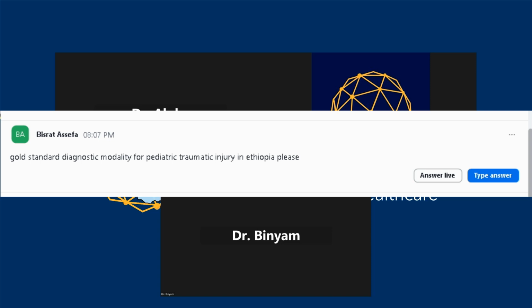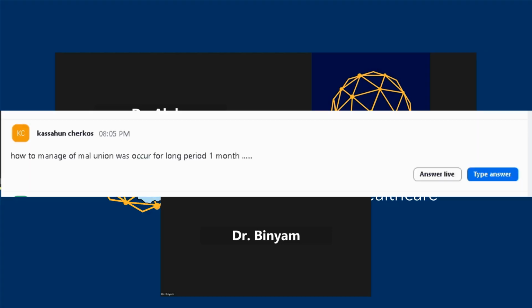What is the gold standard diagnostic modality for pediatric traumatic injury in Ethiopia? I would say it's still X-ray. We use X-ray a lot. It's our main diagnostic modality, but there are specific types of fractures that will require more than just X-ray.